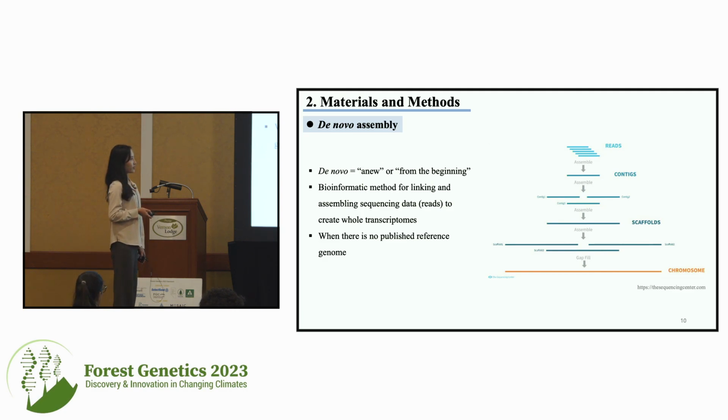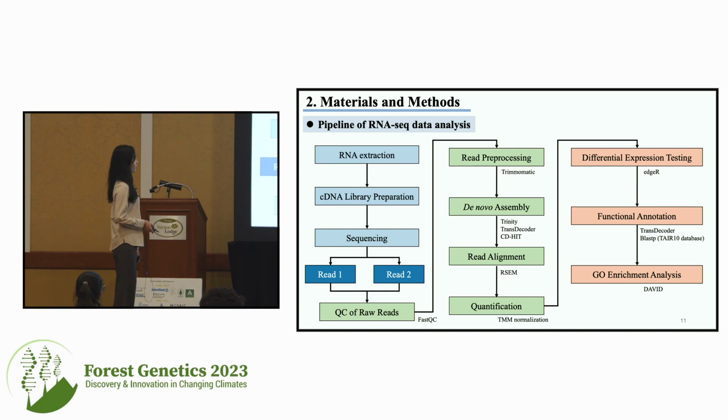De novo is a Latin term that means anew or from the beginning. So de novo assembly means a bioinformatic method for linking and assembling sequencing data, so-called reads, to create whole transcriptomes. We can use this analysis when there is no published reference genome. This is the pipeline of RNA-seq data analysis I used in this study.